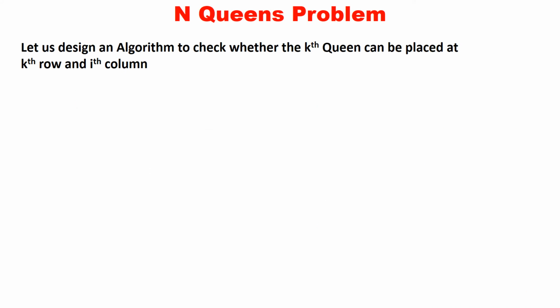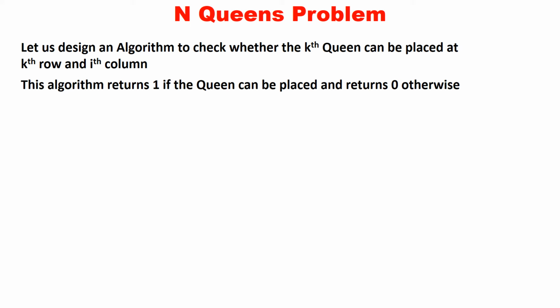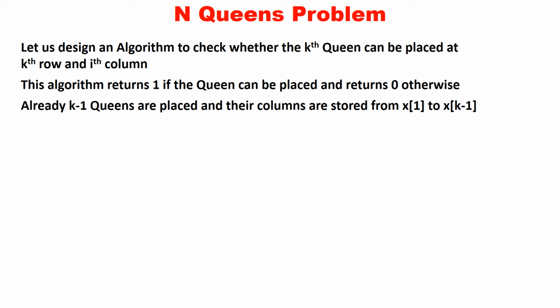Now, let us design an algorithm to check whether the kth queen can be placed at the kth row and ith column. So, we have to just check whether this queen can be placed in the kth row and ith column. That's all. This algorithm returns 1 if the queen can be placed, otherwise it returns 0. Simple. And also carefully understand, when we are checking for the kth queen, already k minus 1 queens are placed in x1 to xk minus 1. x1 will contain the column number of the first queen, x2 will contain the column number of the second queen, and so on. So already these values are stored.